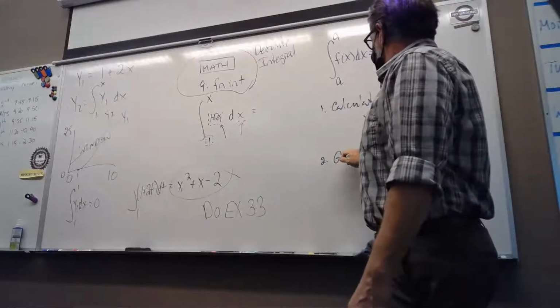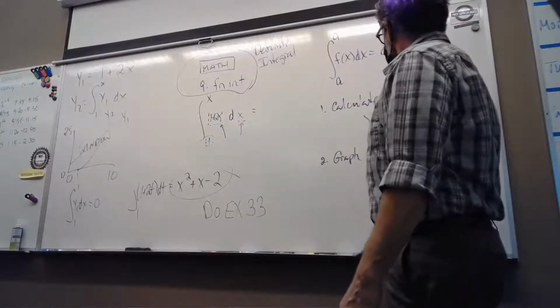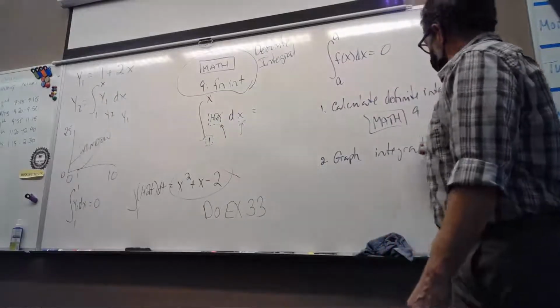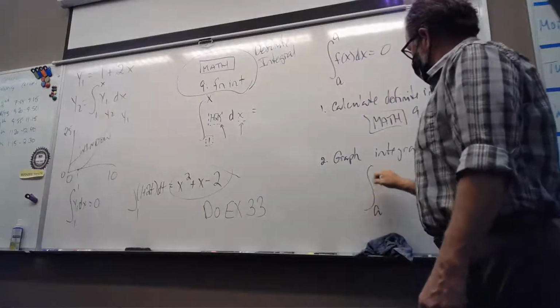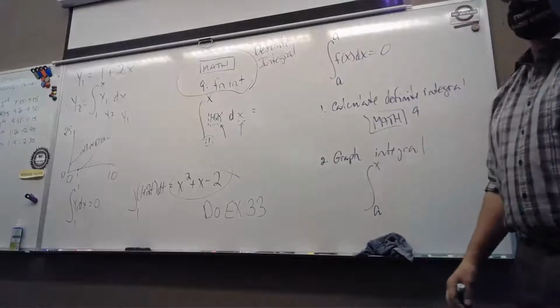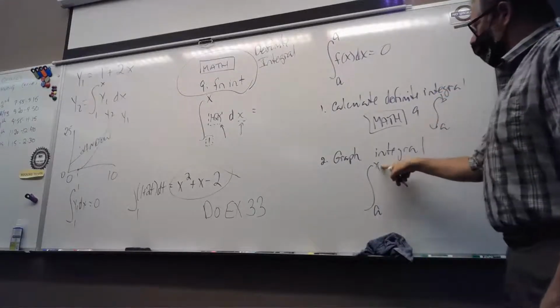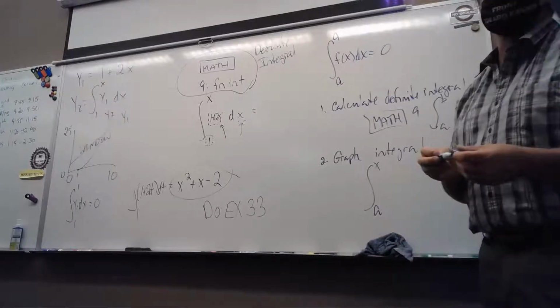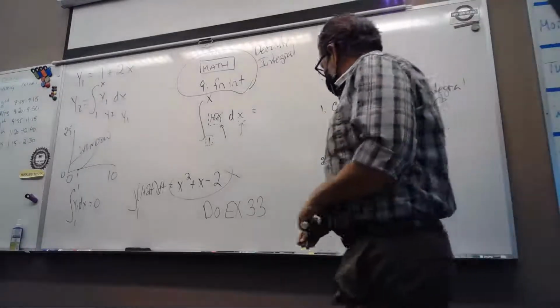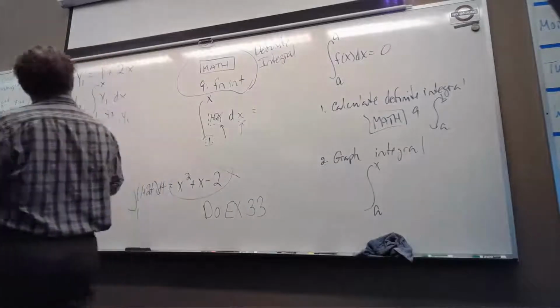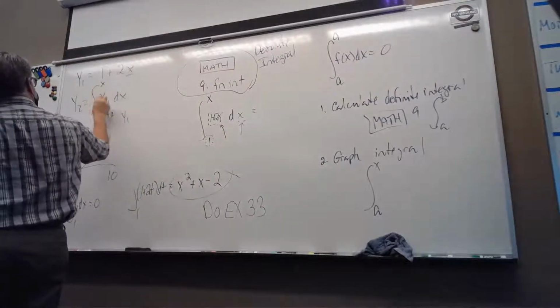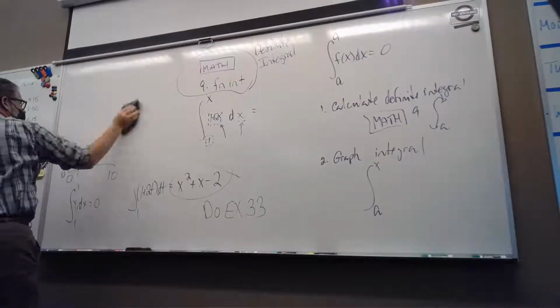And we can graph the integral by just going from a to x instead of from a to b. This is going to have to be from a to b, but we can graph it by going from a to x. Now, notice again, like I said before, you got an x here. Have your calculator out in front of you.